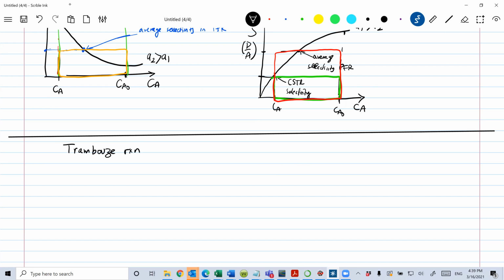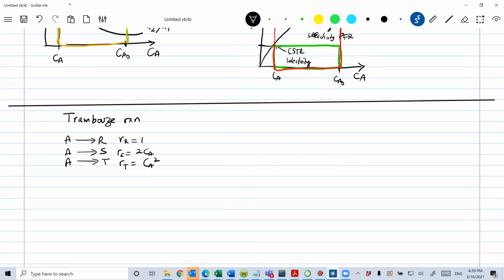what it is, 3 reactions. So you have A goes to R, A goes to S, and A goes to T. And the classical one is saying that these are the rates. These are the rates for each of the reactions. This is just the classical Trambouze, right?